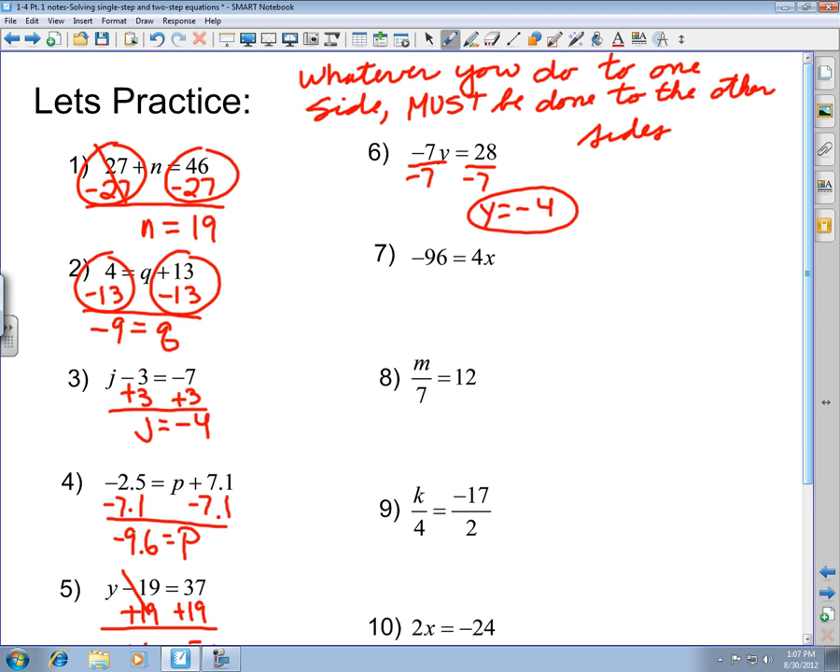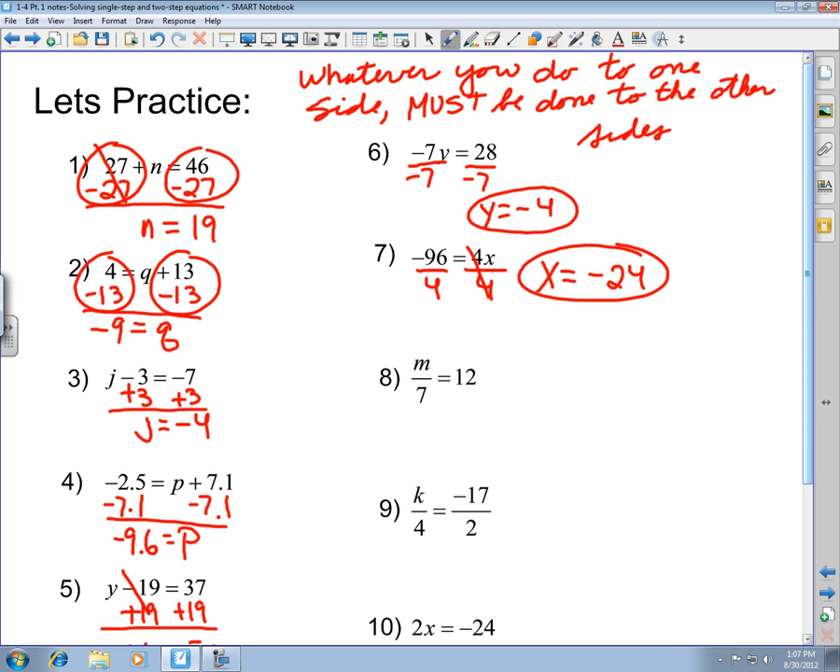Negative 96 equals 4x. What is the relationship between 4 and x? They're being multiplied. How do you cancel multiplication? You divide. So you're going to divide by 4 on both sides, because whatever you do to one side, you must do to the other side. So negative 96 divided by 4 is going to be x equals negative 24.